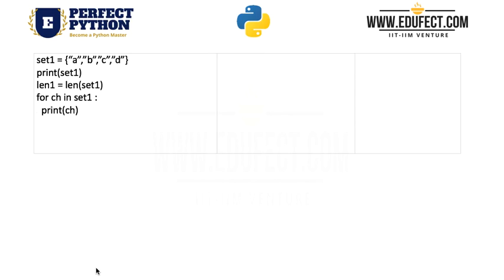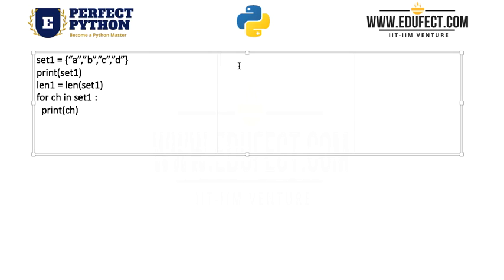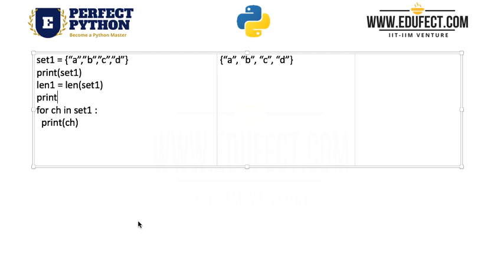Let us look at how we iterate through a set. If we have to print all the elements in a set, how will we do it? We have created set1 equal to a, b, c, d, and then we are doing print set1. What will get printed is a, b, c, d. There are no duplicates, so all 4 elements are in the set. Now we are saying len1 is equal to len(set1). Len1 tells us the length of the set. Suppose we add a print of len1, what will get printed on the screen? Let's check. When we say print len1, what will get printed is 4.